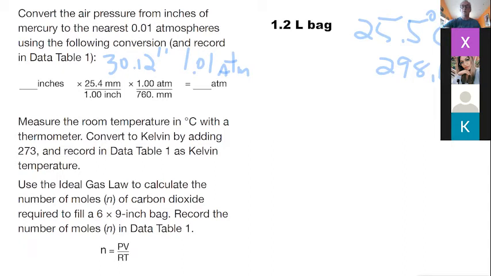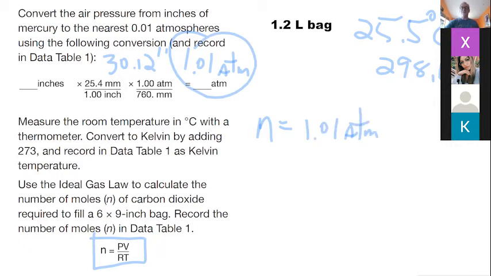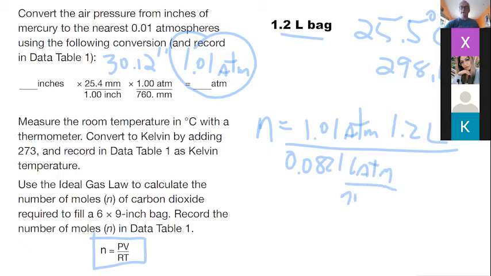But so we need to solve for n, right? And when we solve for n, remember n is going to be equal to PV divided by RT. So P is going to be 1.01 atmospheres. V is our 1.2 liter bag. And we're going to divide that by R, which is 0.0821 liter atmosphere per mole kelvin, which is still weird to say. And then we multiply that by the temperature.